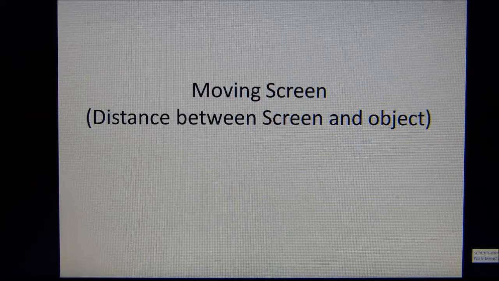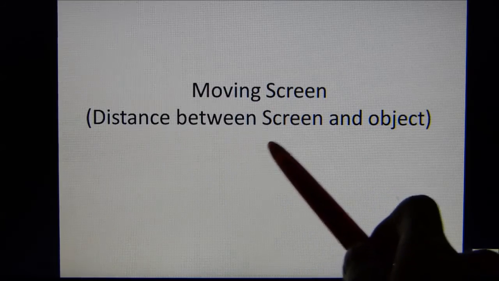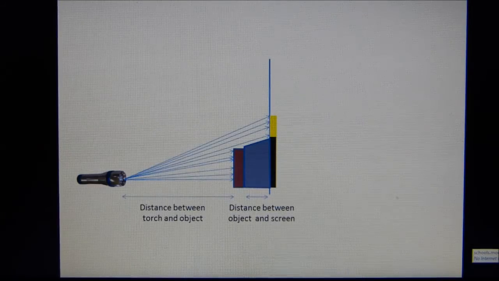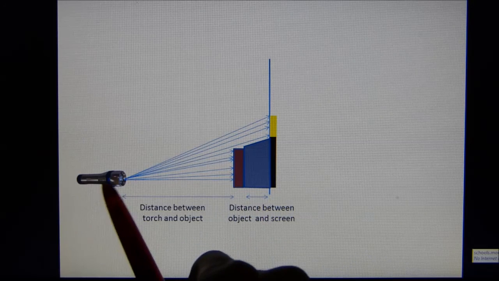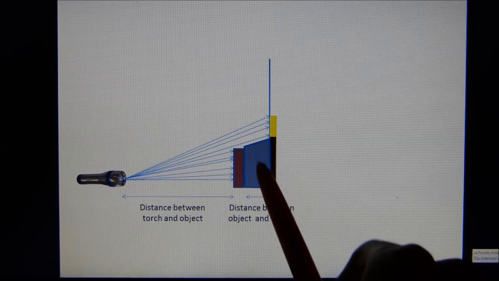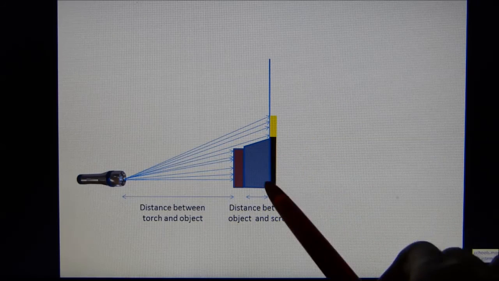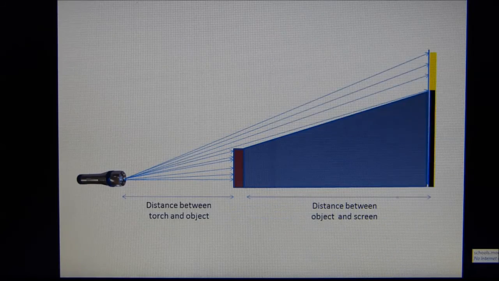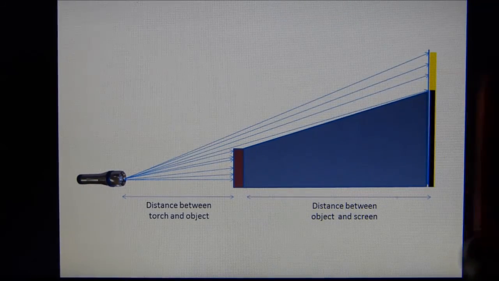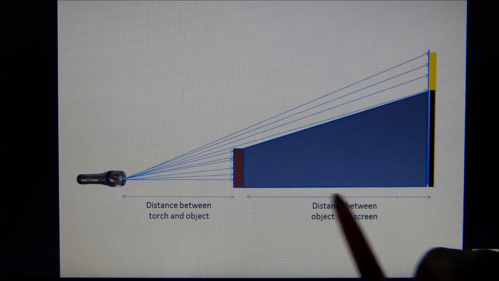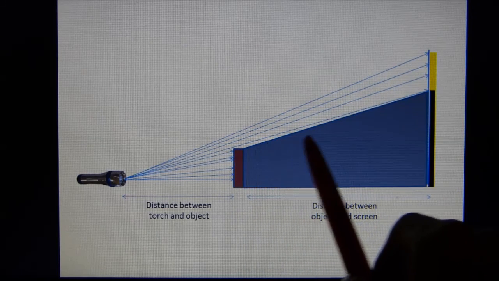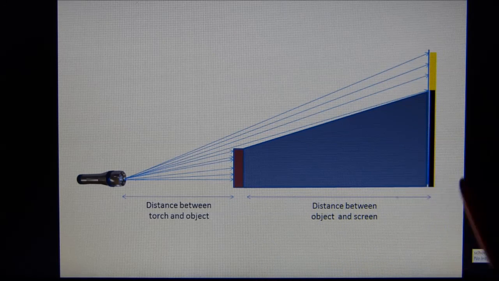Now how about instead of moving a torch and an object, we move the screen, which is we change the distance between screen and object. Now imagine the screen is here, object is here, torch is here, and we cast a shadow onto the screen. What happens if we move the screen further back? Okay, as we move the screen further back, the number of light rays blocked is still the same, but because the distance is now longer, the shadow cast is now much bigger.